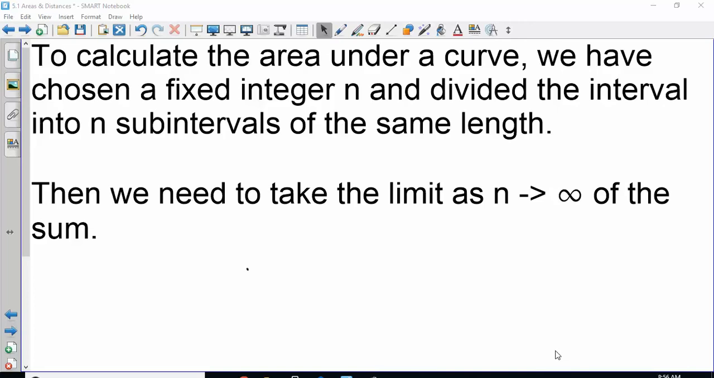We have talked about how the more rectangles you have, the more accurate your area will be. So now we're finally going to come out and say it. To calculate the true area under the curve instead of just approximations, you would have to divide it into n intervals and then take the limit as n goes to infinity. So we want to turn that into an infinite number of rectangles, and that limit would give us the true area under our curve.